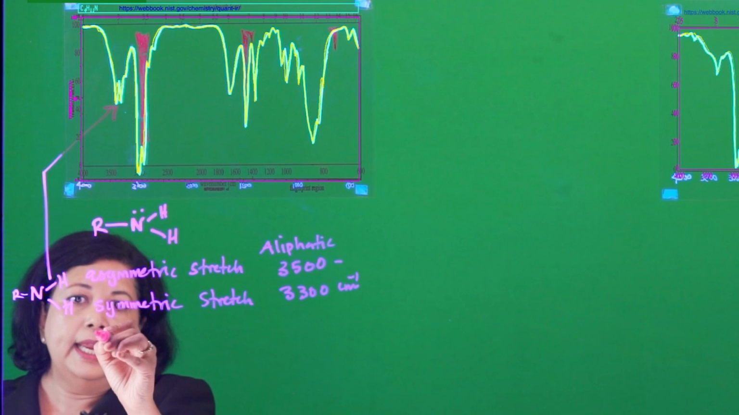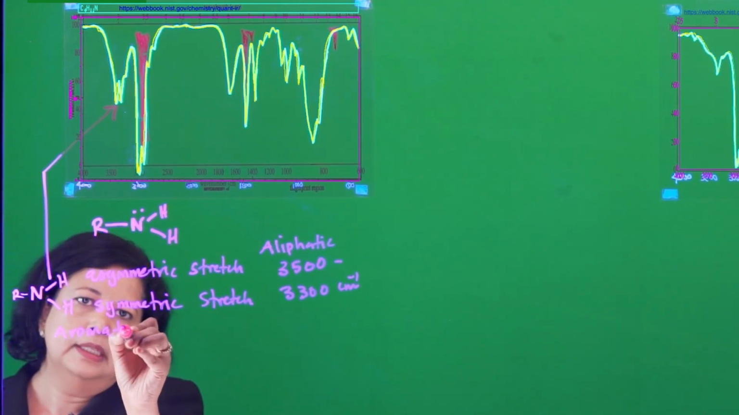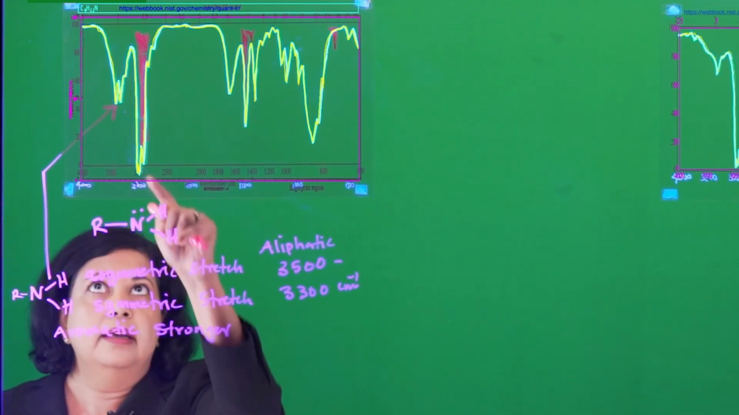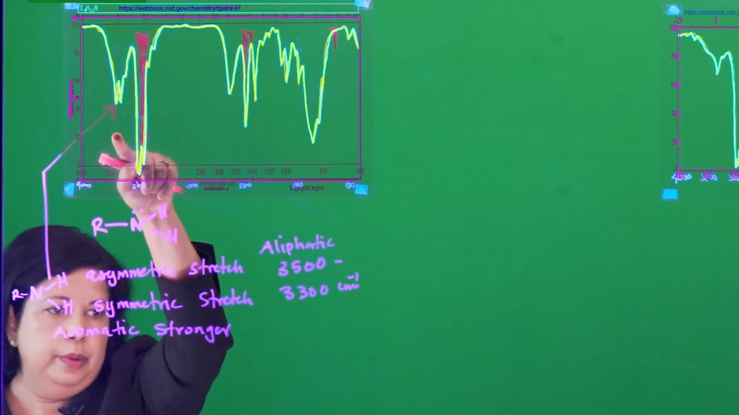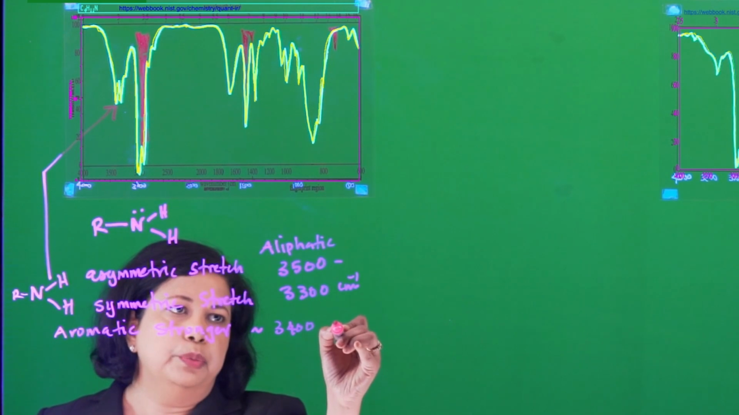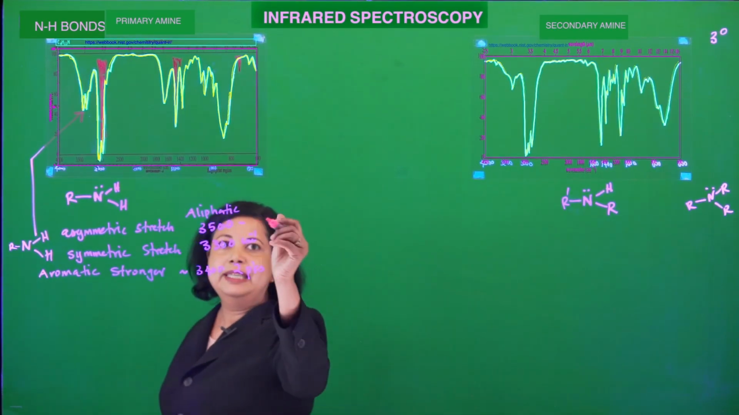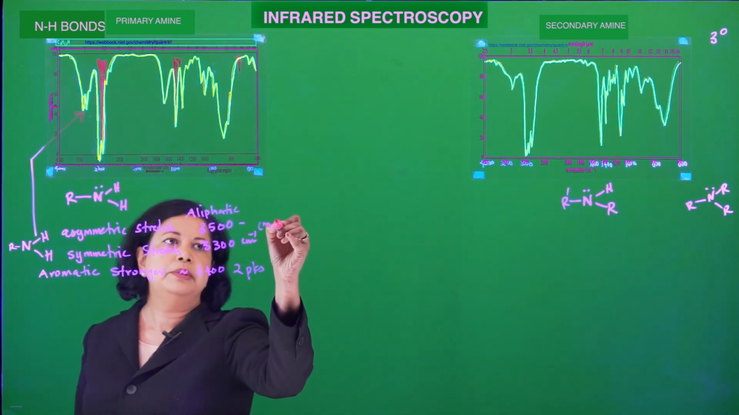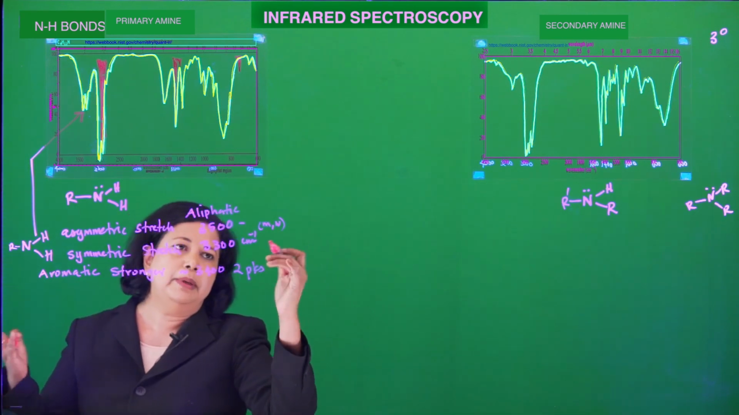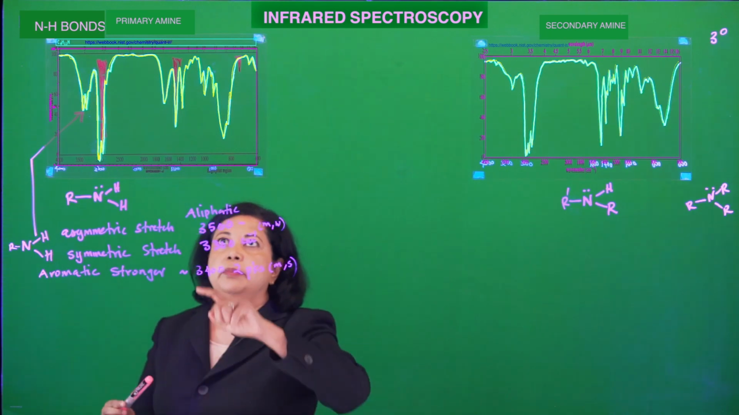Let's say if it is an aryl amine, aromatic amine, like an aniline, it will be stronger and it will be coming down a little bit more. Stronger, around 3400, you'll get two peaks. All right, so the NH peaks here are typically medium or even sometimes weak. Aromatic would be medium to strong. Now, well, let's look at the other peaks here.